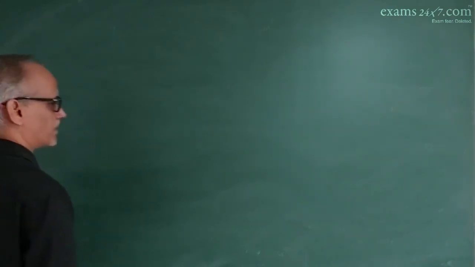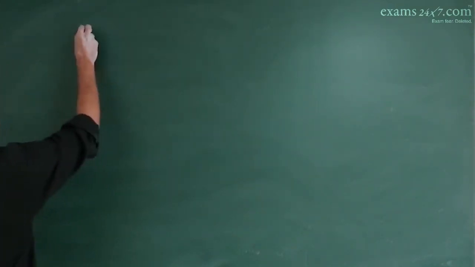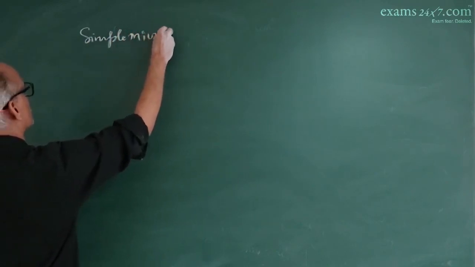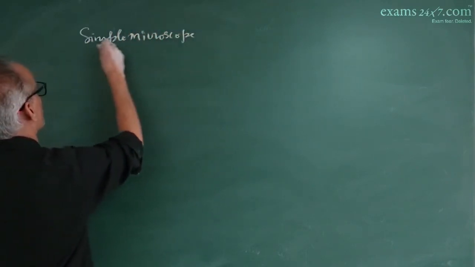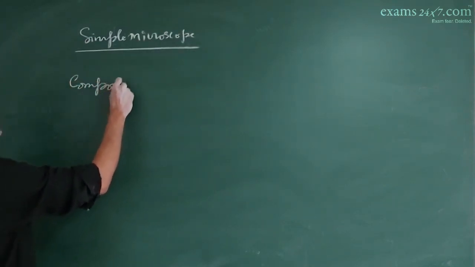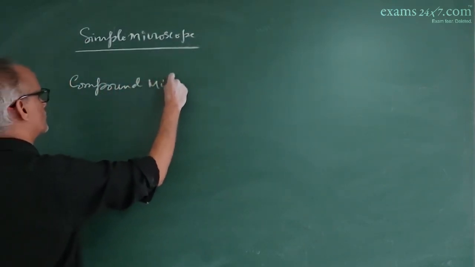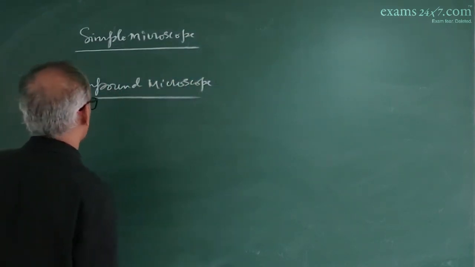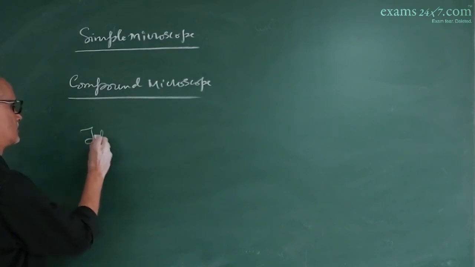Next, we have three important optical instruments. One is the simple microscope. Then we have the compound microscope. Then we have the telescope.